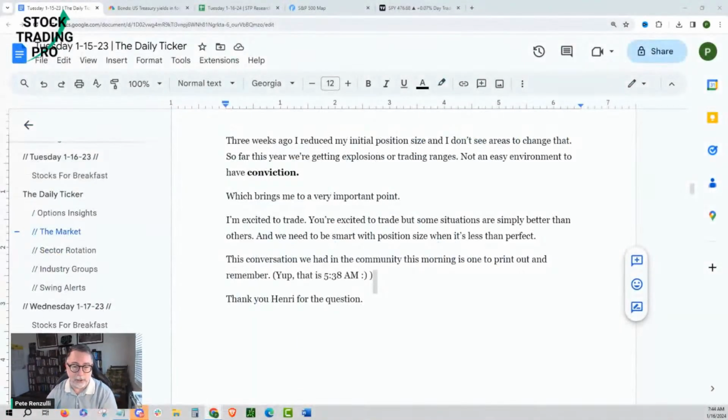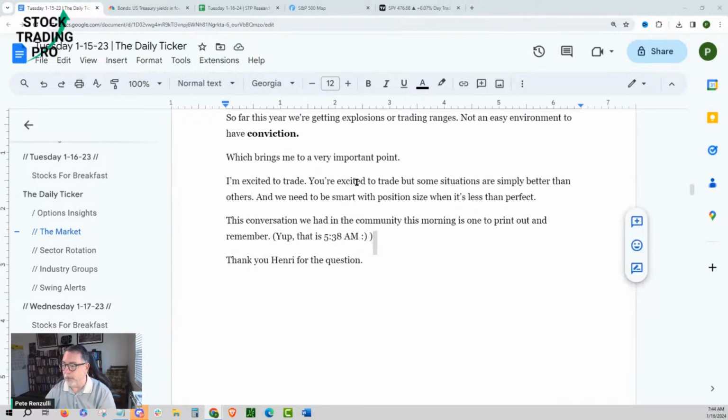There's no business in the world that doesn't have business expenses. Every business has business expenses, and trading is the same. A trading loss is a business expense. Okay, now we're going to tie that into the ideas for this week and how we're going to look at them. All right, so brings me to that point.